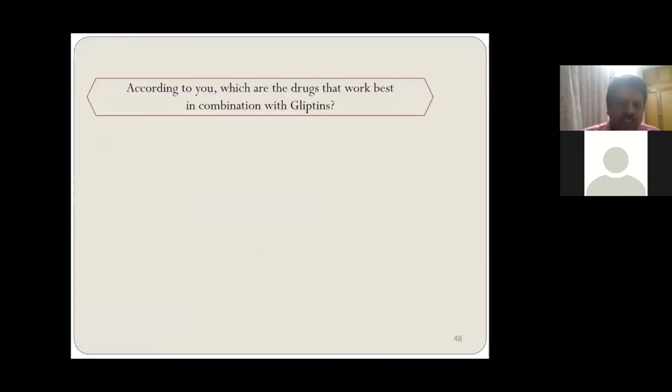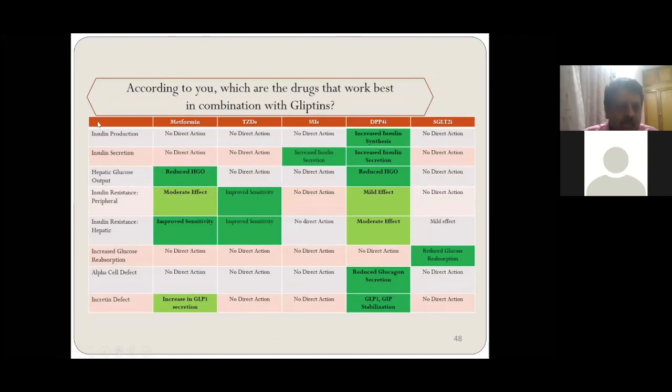effect. If you see the different mechanisms of hyperglycemia, like insulin production, secretion, hepatic glucose output, and also the resistance and the alpha cell defect, the incretin effect, all these things, majorly the insulin synthesis, secretion, and the hepatic production are suppressed, and it also reduces the glucagon effect. Otherwise, there is a mild effect on peripheral insulin resistance, and the hepatic resistance also reduces, but no effect on the glucose absorption.